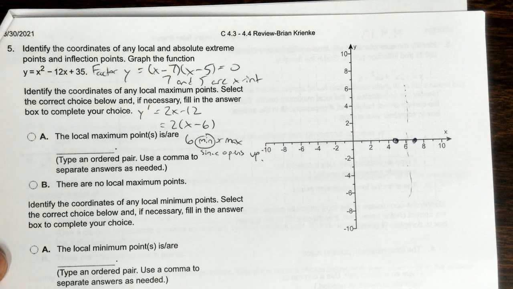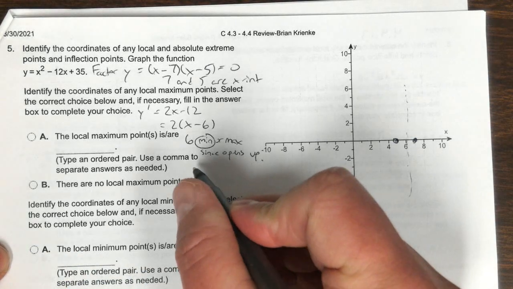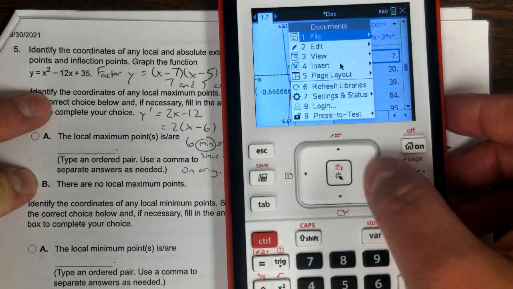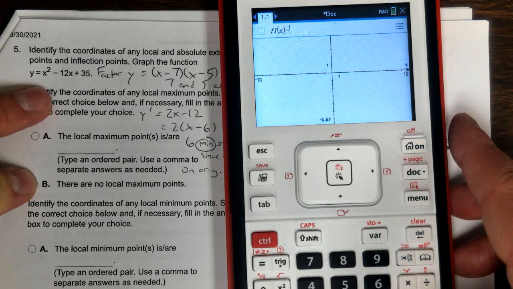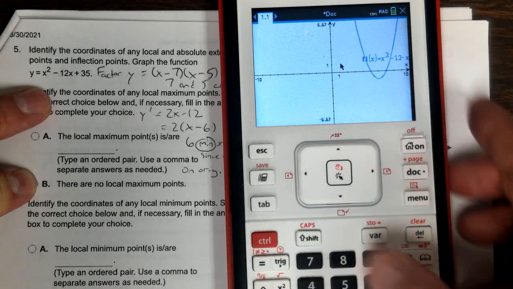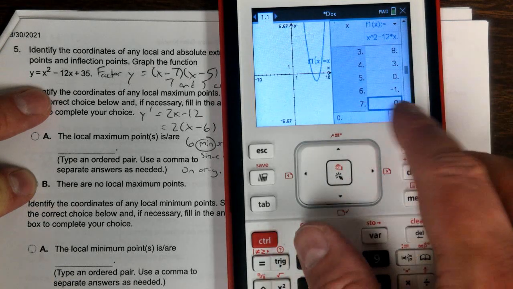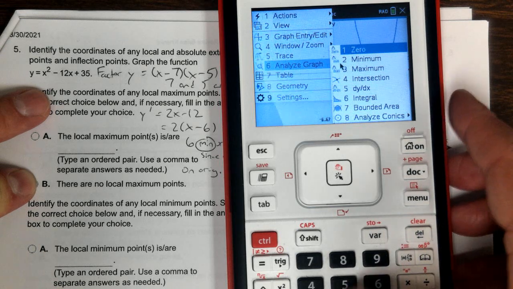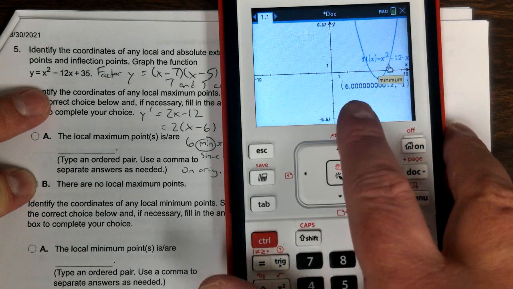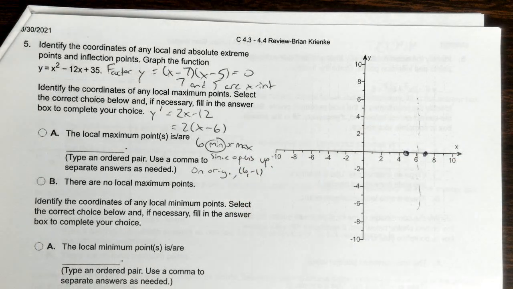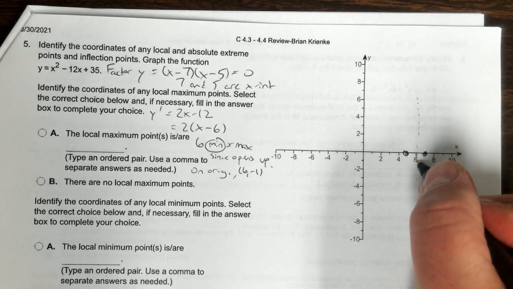Okay. Now, if we go back to the original and graph that, x squared minus 12x plus 35. Look in your table, and there's 6, negative 1. We could have also done it from the normal thing. Menu, analyze, minimum between here and here gives you 6, negative 1. Okay. So we can plot this there.